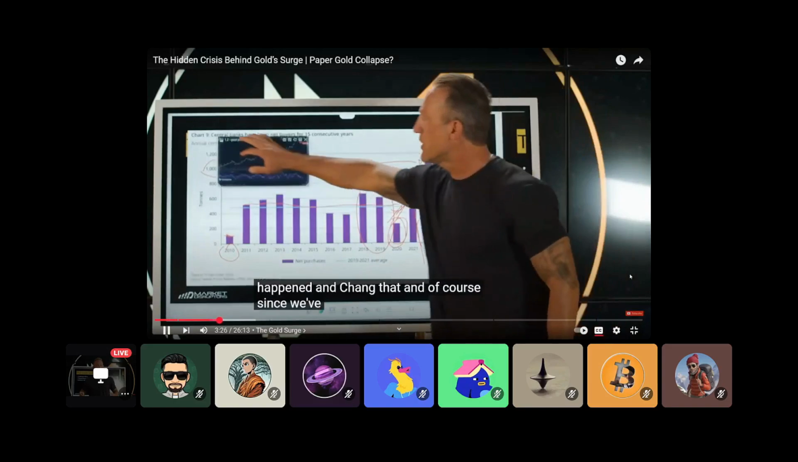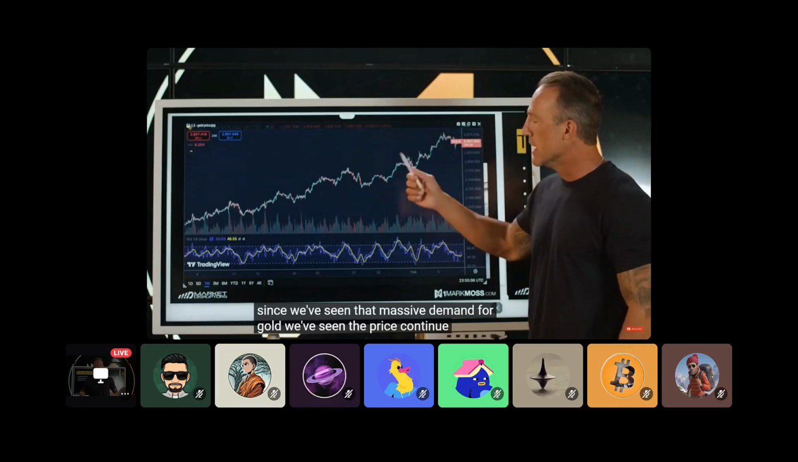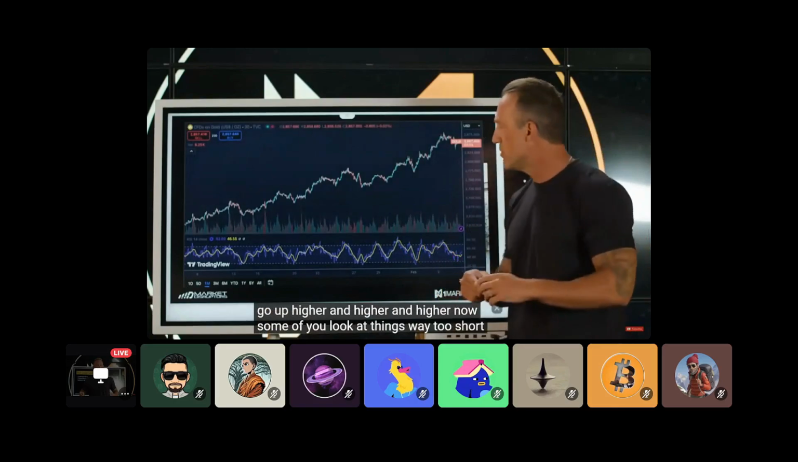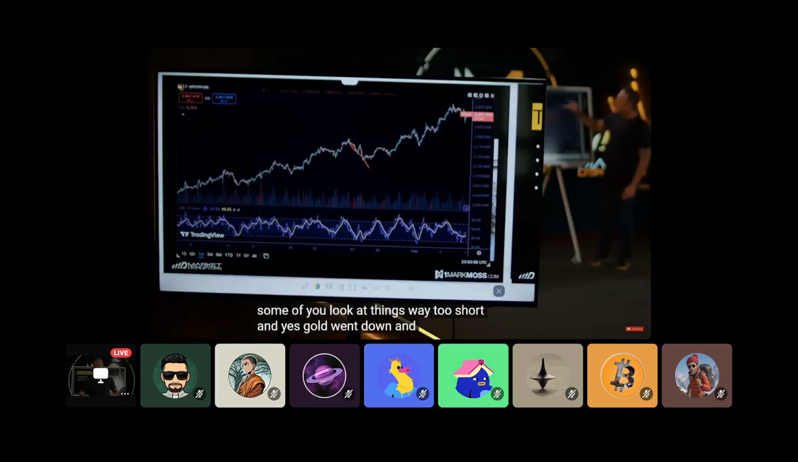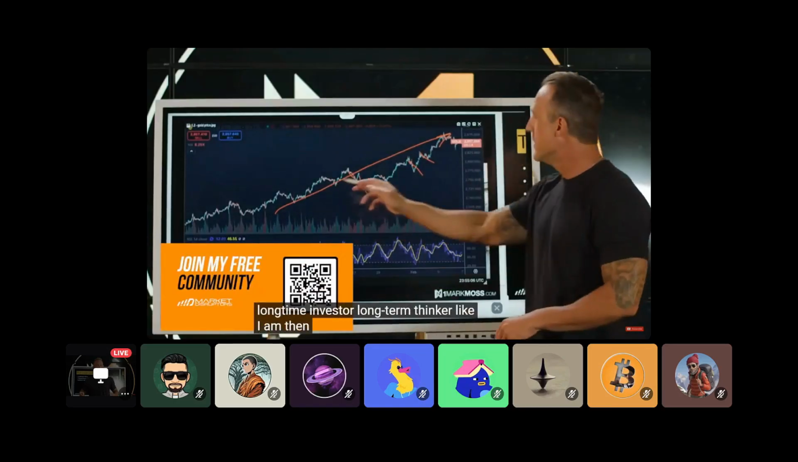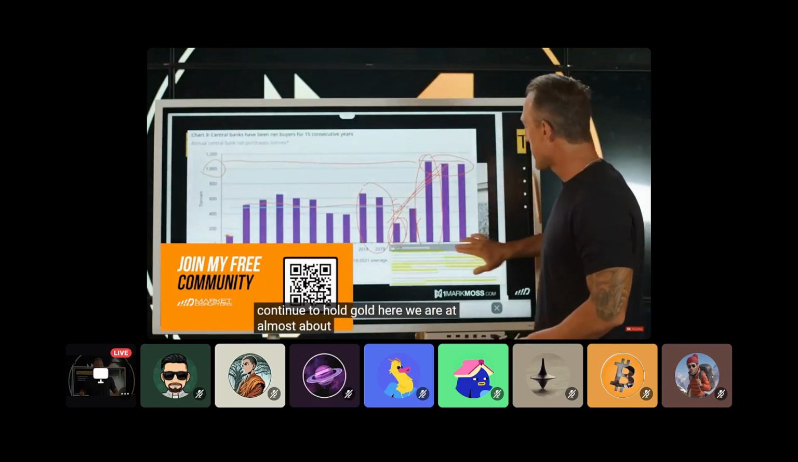And of course, since we've seen that massive demand for gold, we've seen the price continue to go higher and higher and higher. Now, some of you look at things way too short-term, and yes, gold went down, and yes, it went down, and yes, it went down. But you can see the trend is going up. So if you're a long-term investor, a long-term thinker like I am, then you know that you just want to continue to hold gold. Here we are at almost about 3,000.